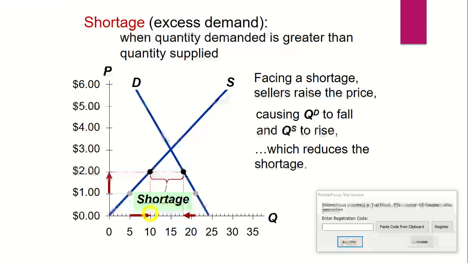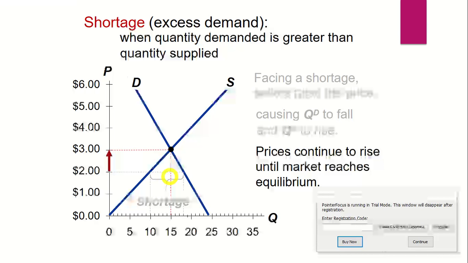That means that suppliers are now selling 10 lattes at $2. As suppliers are making more money, this reduces the shortage. At $2 quantity supplied is 10 lattes and quantity demanded is 18 lattes. So here is the shortage of 8 lattes. That is 18 minus 10, so the shortage is 8 lattes.